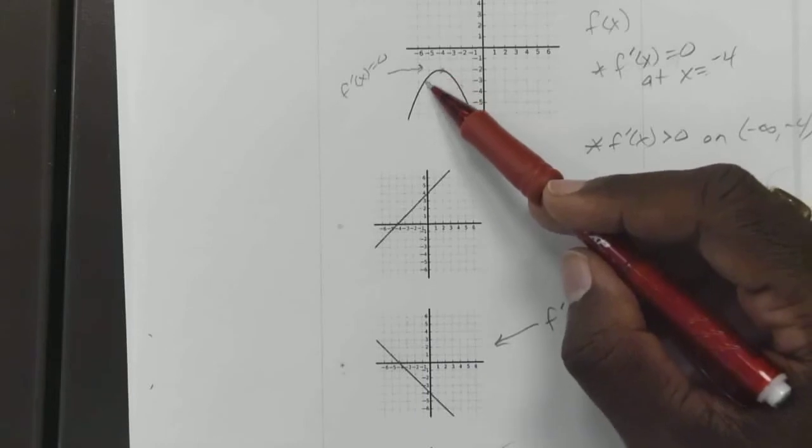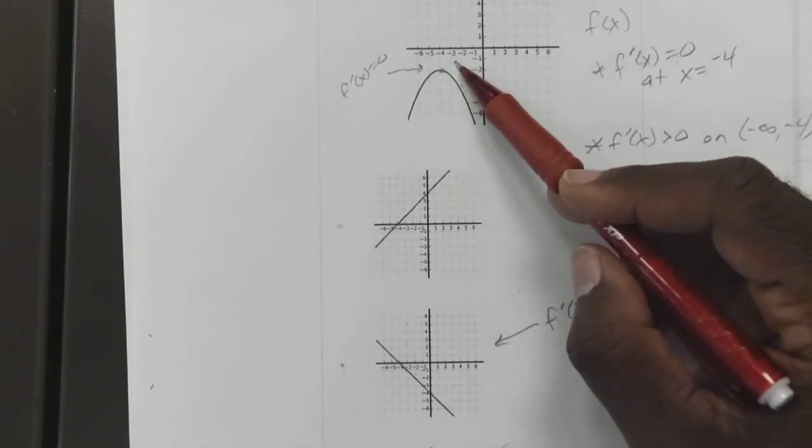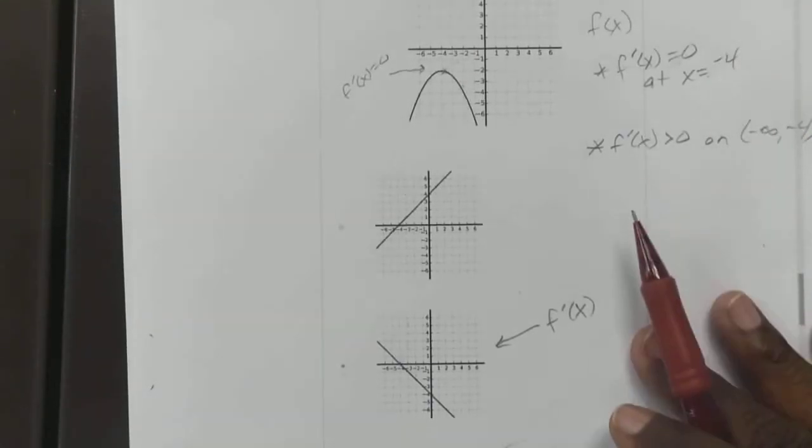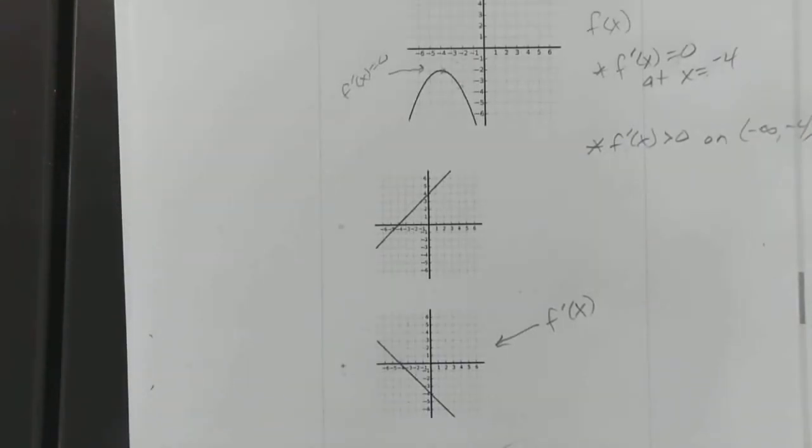So you know it's positive from negative infinity to negative 4. Okay, so since it's positive from negative infinity to negative 4, any graph of your f prime of x would have to be above the x-axis, because that's where your y values are positive.